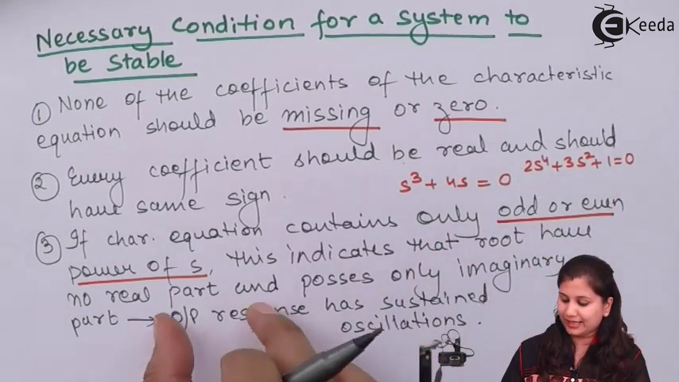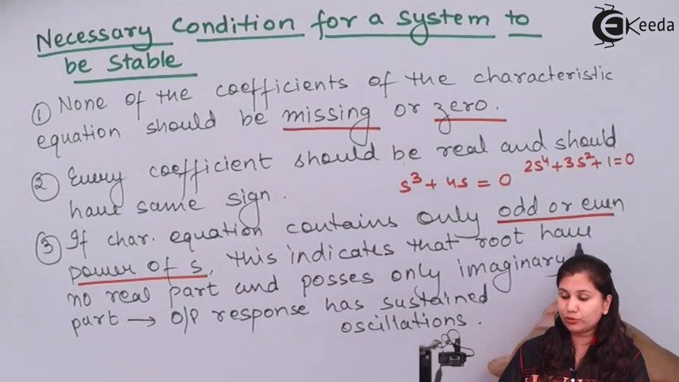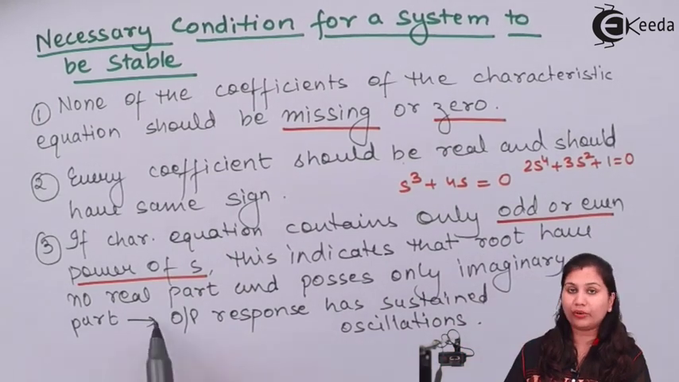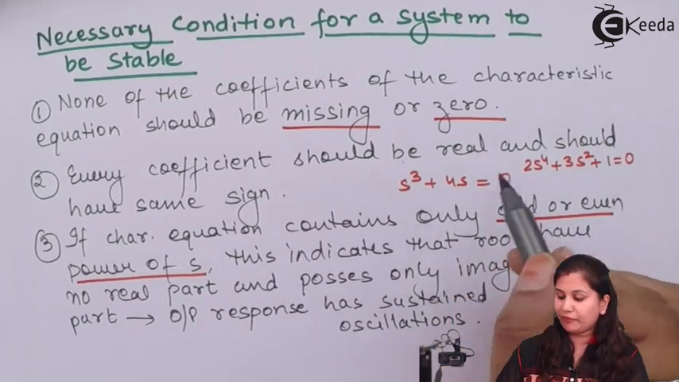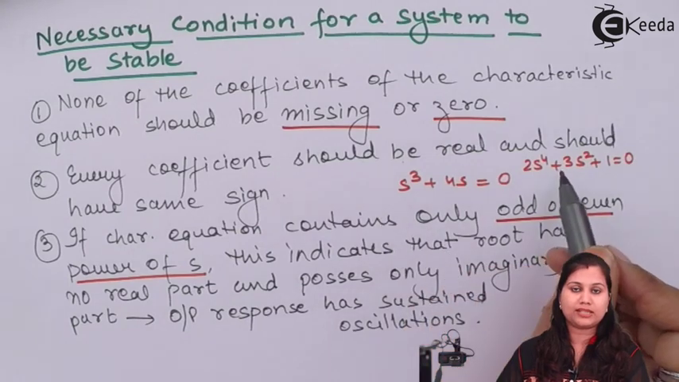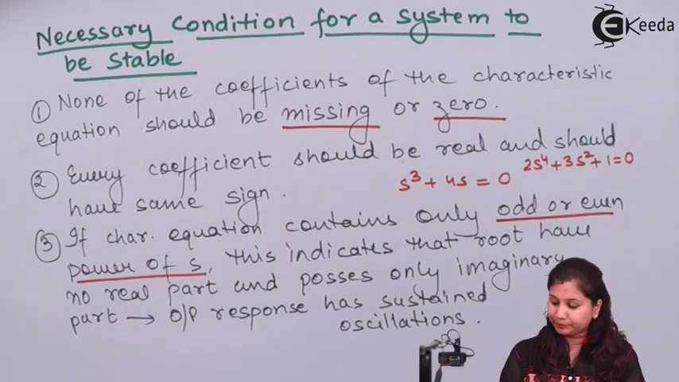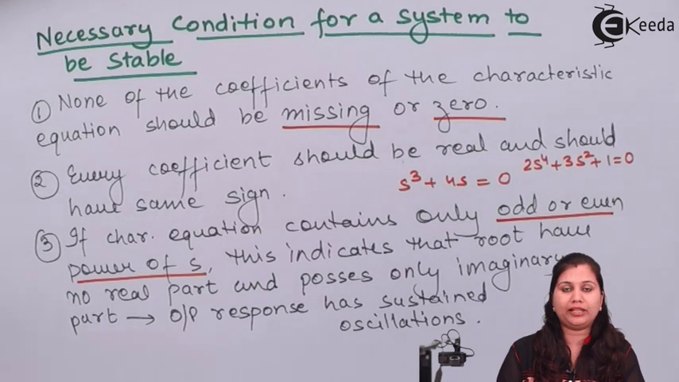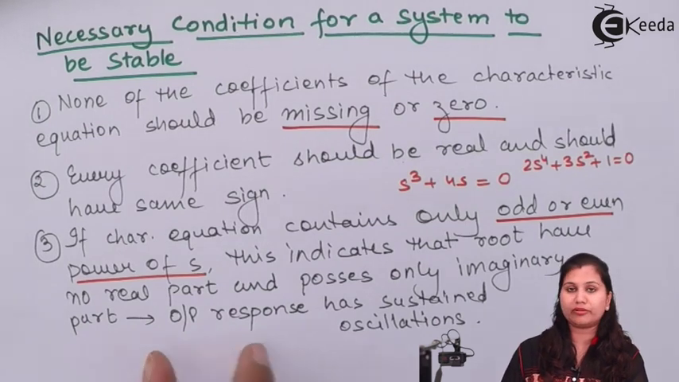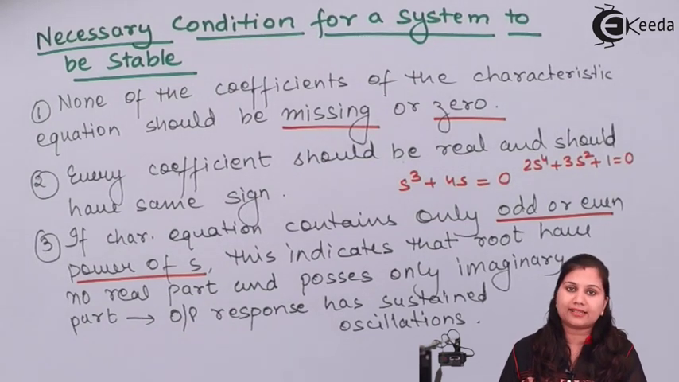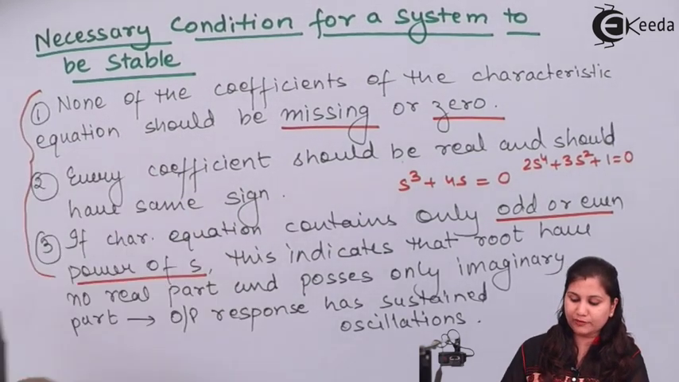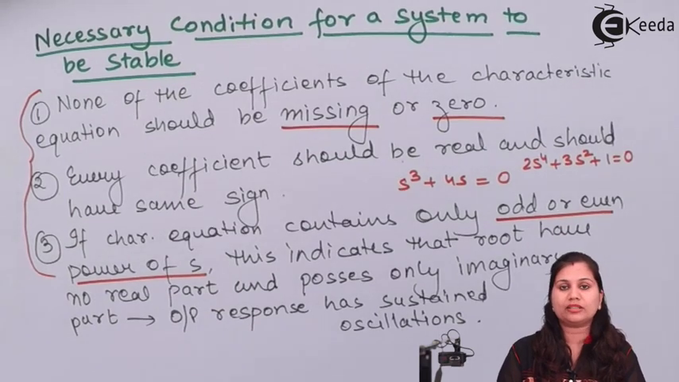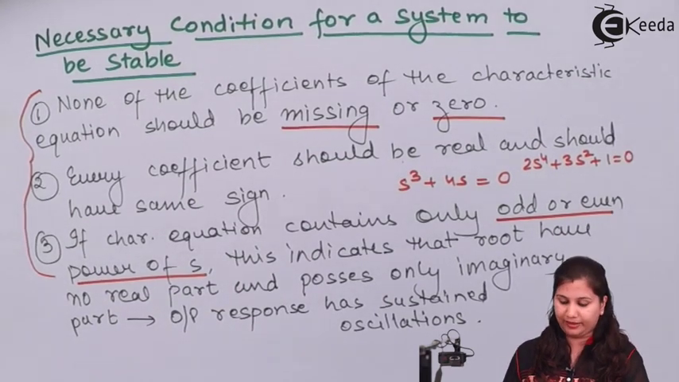If this is the case, then it indicates that the roots of the characteristic equation have no real part and only an imaginary part. So these types of characteristic equations or systems have no roots in the real part. The roots have only the imaginary part, and it means that the output response of the system has sustained oscillations. So these are the three necessary conditions for a system to be stable using the Routh stability criteria.